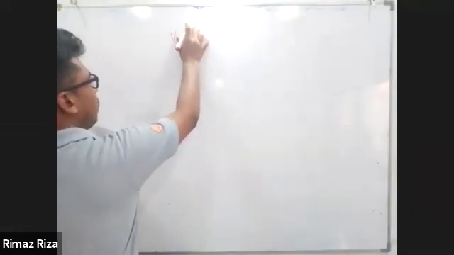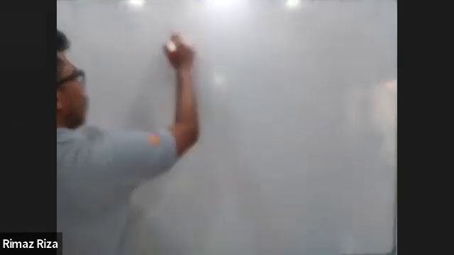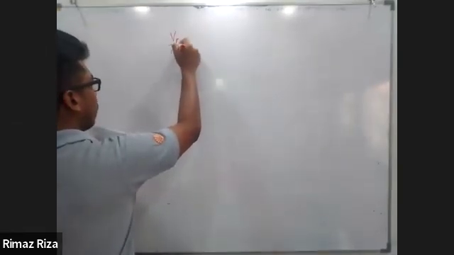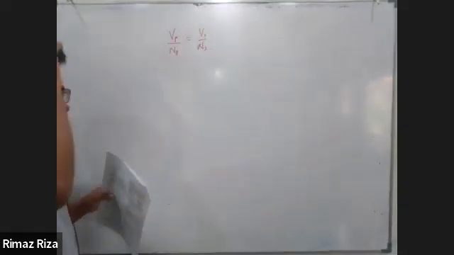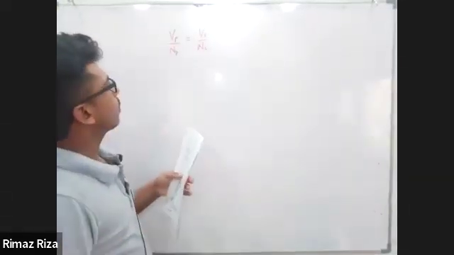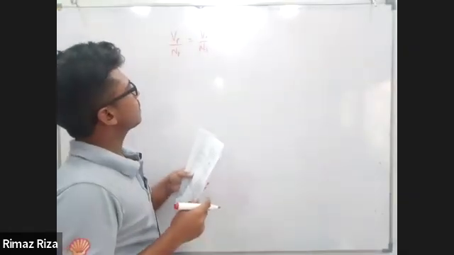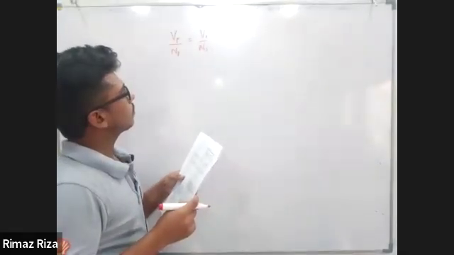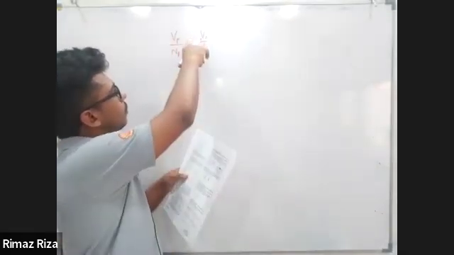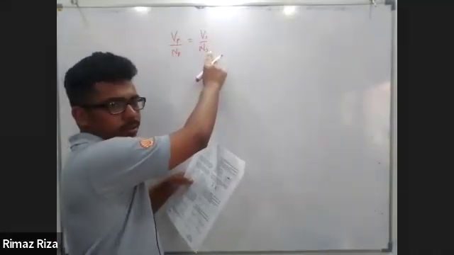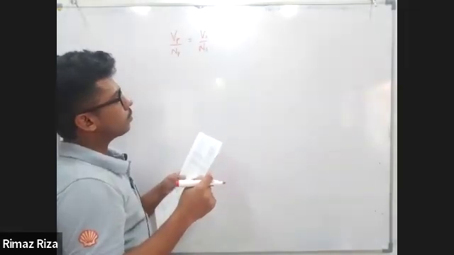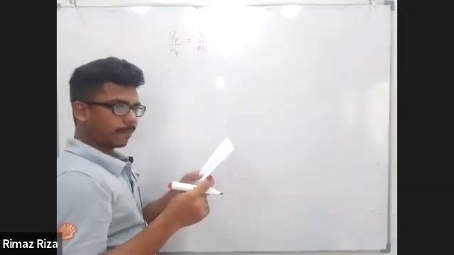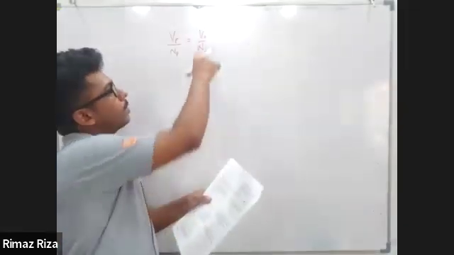Vp over Np equals Vs over Ns. Is this correct? Vp over Vs equals Np over Ns. Okay, so Vp over Np equals Vs over Ns.